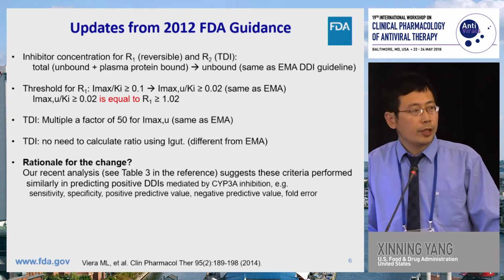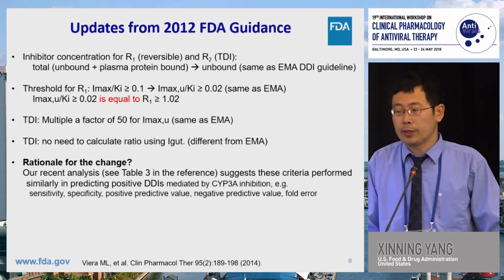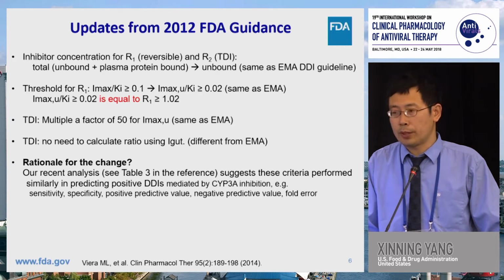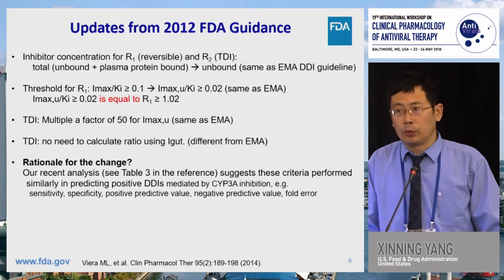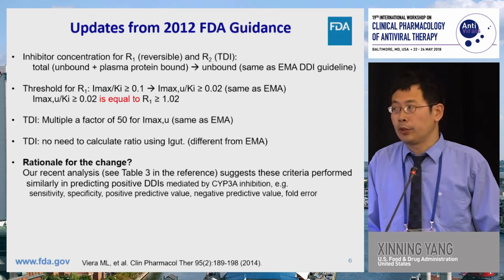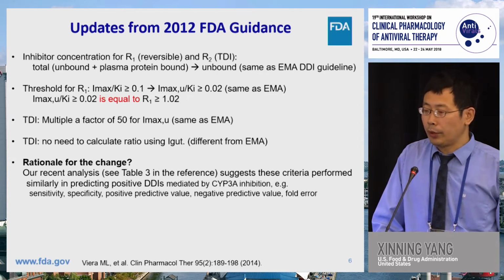So what's the rationale for this change? The reference is listed here. Around 2013 or 2014, our colleagues conducted a comprehensive evaluation based on a number of in vivo DDI studies conducted with midazolam, a probe substrate of CYP3A. They evaluated the performance of different criteria, including the FDA criteria in the 2012 guidance and the EMA criteria. Based on the evaluation, we found that the performance is generally similar between the two agencies' proposed criteria. So to help harmonize, we aligned with the EMA for some of the criteria.